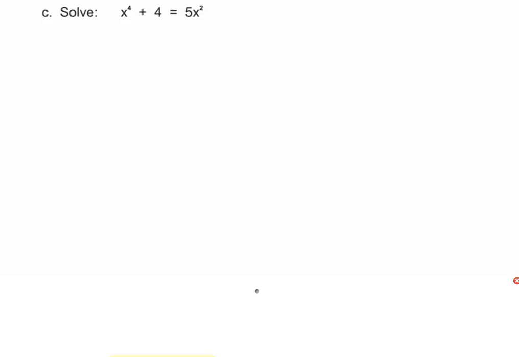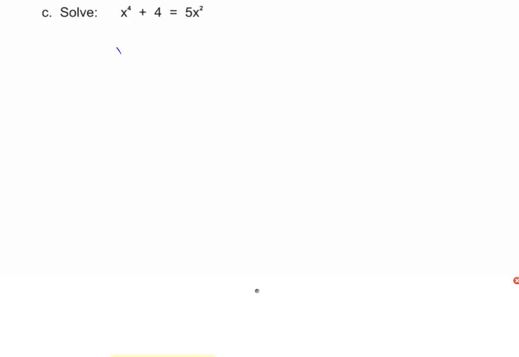Okay, so now you get a question like this. Solve x to the 4th plus 4 equals 5x squared. All right. So if this were you and you were going to solve this, what would you do first? Just think for a second. What would be your first step? You were told to solve this. All right, anybody? First step. Josh?